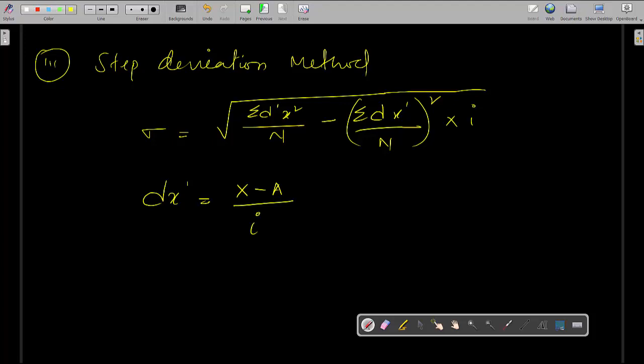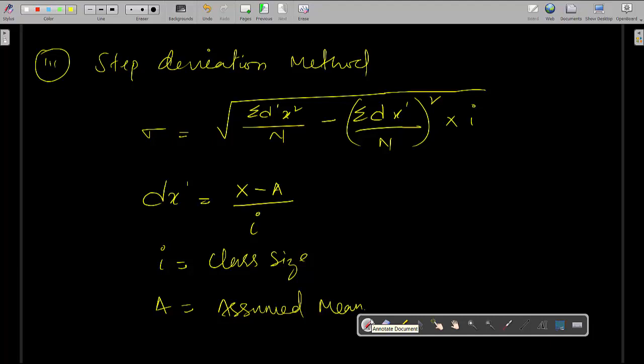Now I here is what? Class size, or the class difference. So upper limit minus lower limit, you will find the value of I. Here A is equal to the assumed mean. Alright. Okay, so this is how we calculate standard deviation in individual series, and the method that we have discussed just now is the step deviation method. So we are done with individual series.